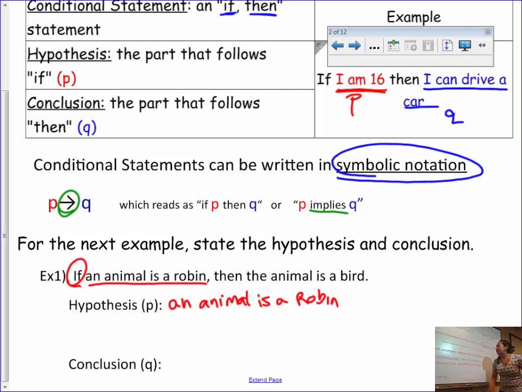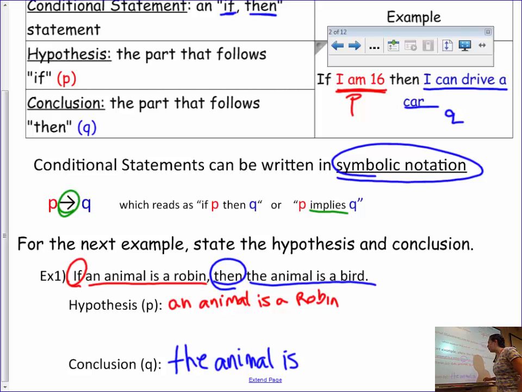Okay. My conclusion is the part after then. So here's the word then. My conclusion is the animal is a bird. So we're going to write that down. The animal is a bird. So hopefully you guys got that right. And we're going to go ahead and move on to do a couple more examples.